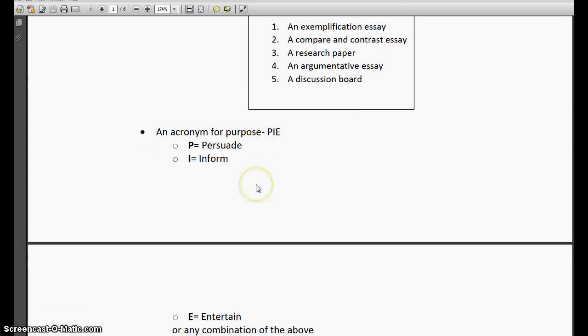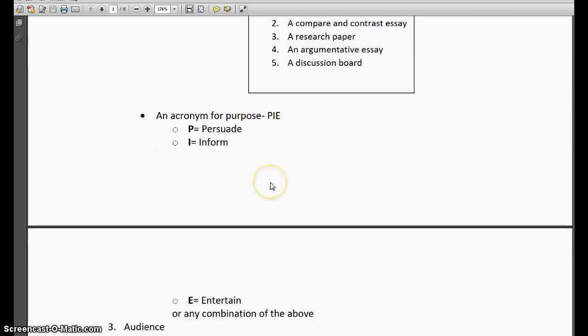P-I-E, PIE. I like acronyms. It helps me learn and to remember things better, and I hope it helps you as well. P stands for to persuade, which we would do in a persuasive or an argumentative essay. To inform would be a research paper. We're just giving you the information. We don't have an opinion about it.